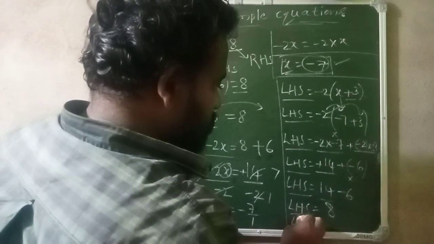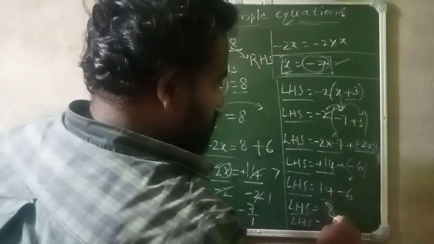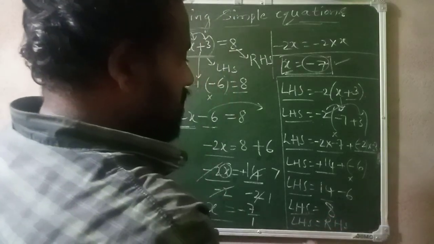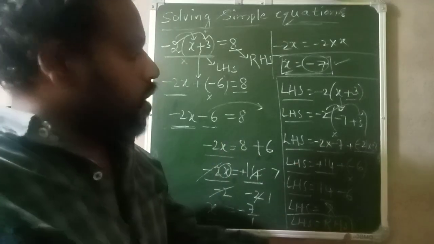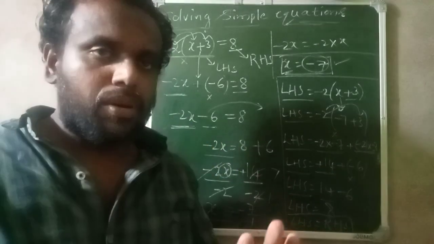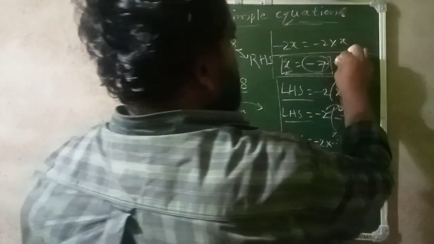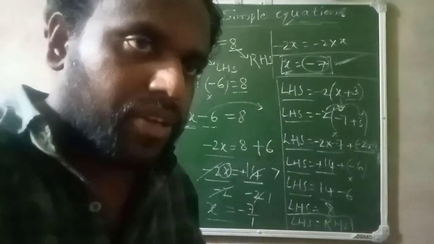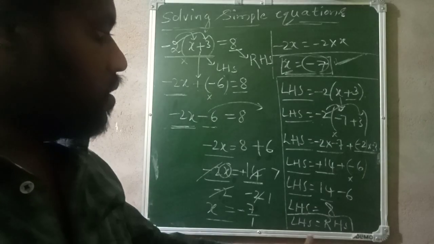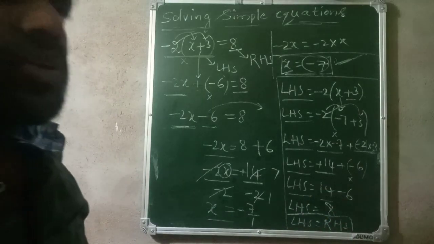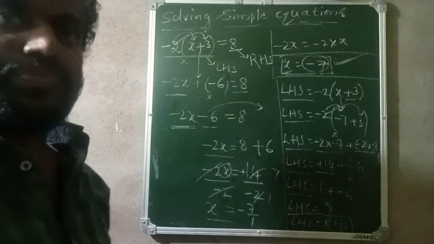Next step, write this LHS is equal to 8. What is 8? I said 8 is RHS. So in place of 8 I will write RHS. Now see, we got LHS is equal to RHS. Now remember, when LHS is equal to RHS, that means this answer is correct. We checked that this answer is correct because we got LHS is equal to RHS. So like this you can check whether an answer is correct or not.